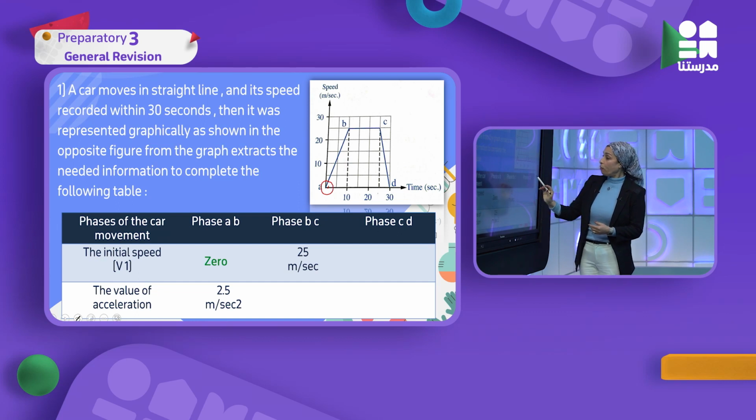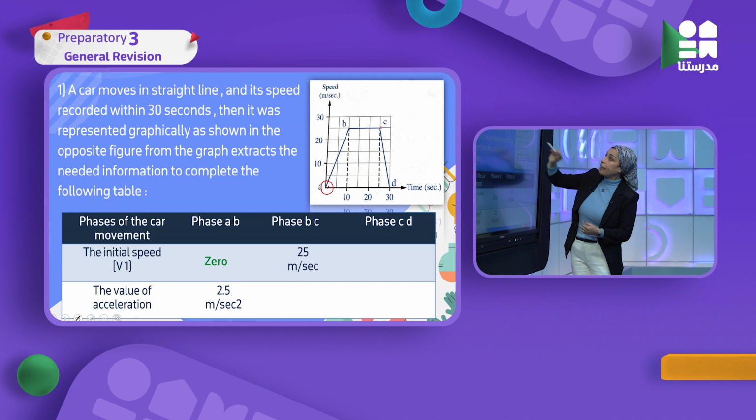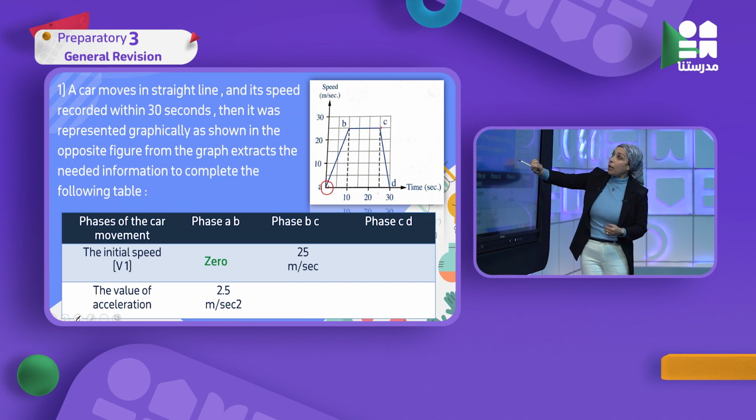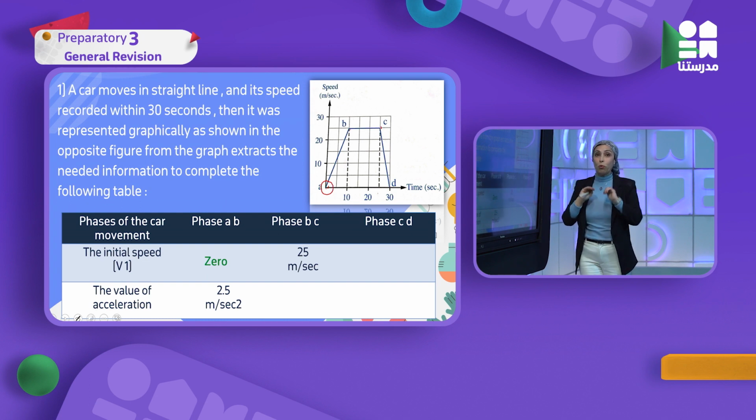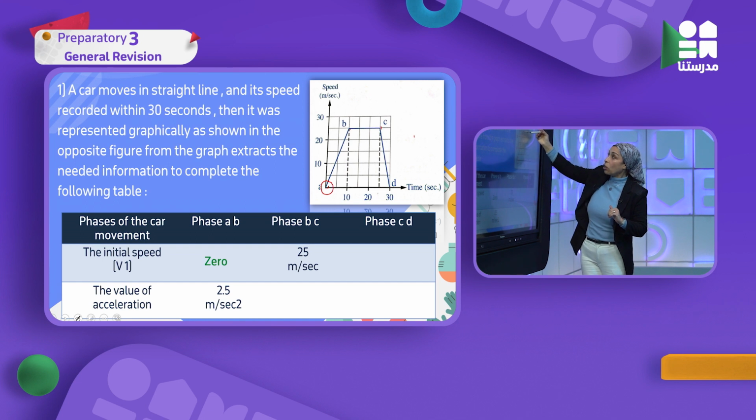In phase CD. طب let's analyze كده. AB, I'm moving with speed from A to B, and then from B to C. I know that you know that from B to C أنا وقفت, the car stopped moving, and then from C to D the car starts to move. So where is the initial speed in this case? This is my initial speed.